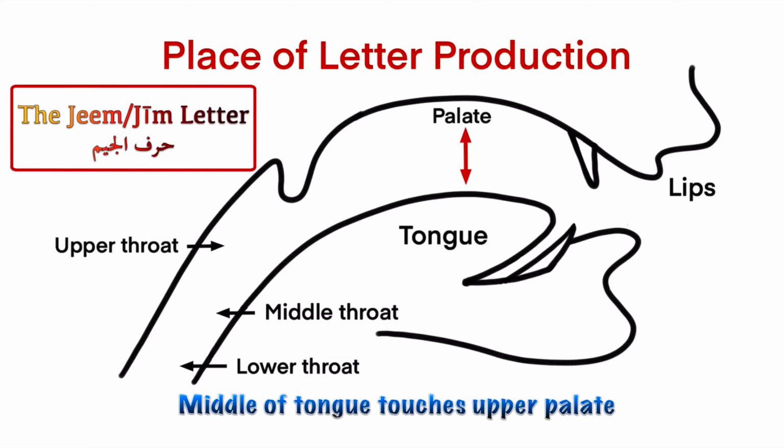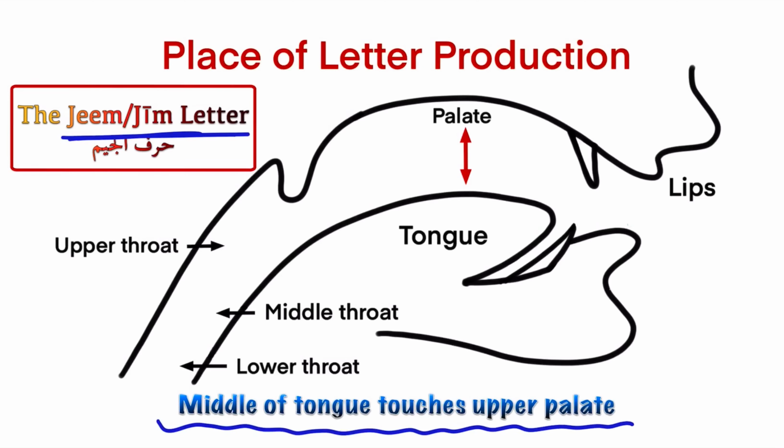This diagram shows you how the JEEM letter or the Ja letter is produced. The JEEM letter is produced by the middle of the tongue touching the upper palate. So the middle of the tongue, or front to middle of the tongue, touches the upper palate. Try it yourself. Say ja, ja, ja. You feel that the front to middle of your tongue is touching the upper palate with vibration produced in that region. Ja, ji, ju. Next session.